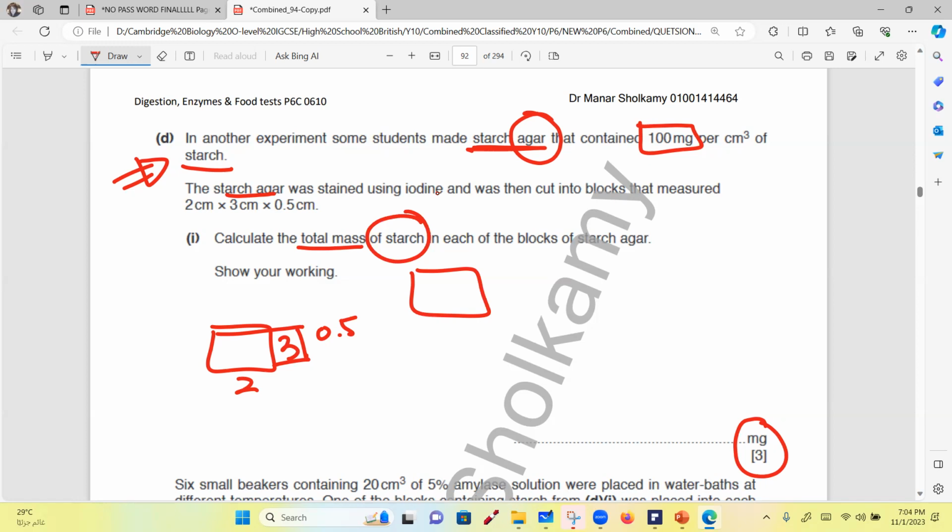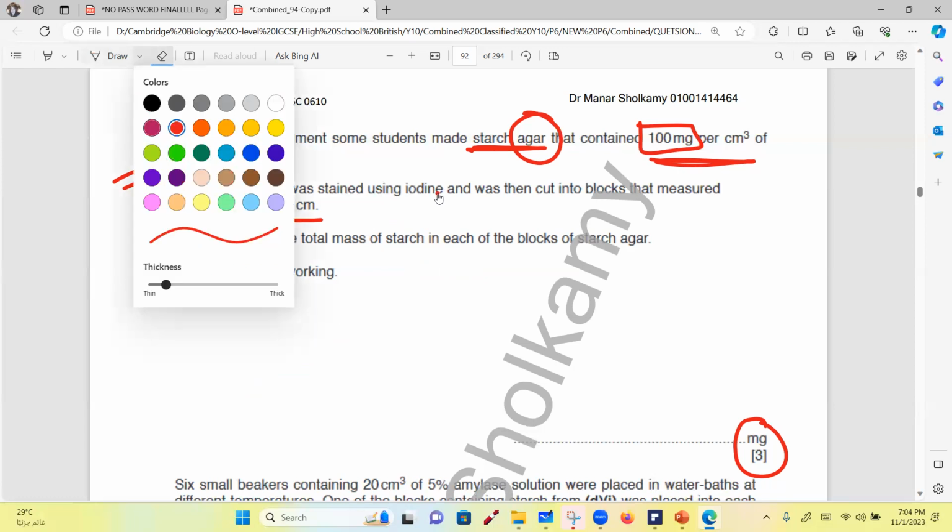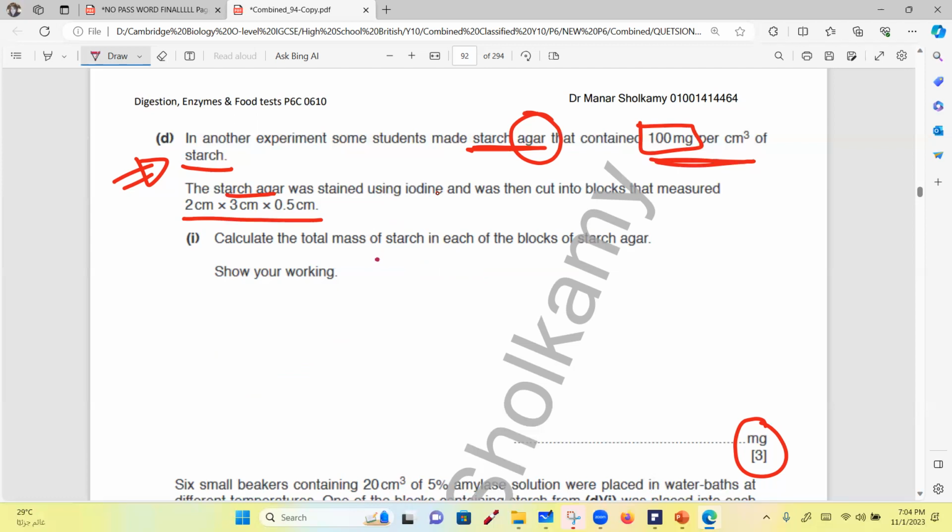You have 100, look here. How will you do it? I don't want to give you the answer. You tell me. Calculate the volume of the agar. Yes, the volume of the agar. How much is it? What will you do? Tell me step by step. What's the volume of this agar block? What's the volume? Tell me.